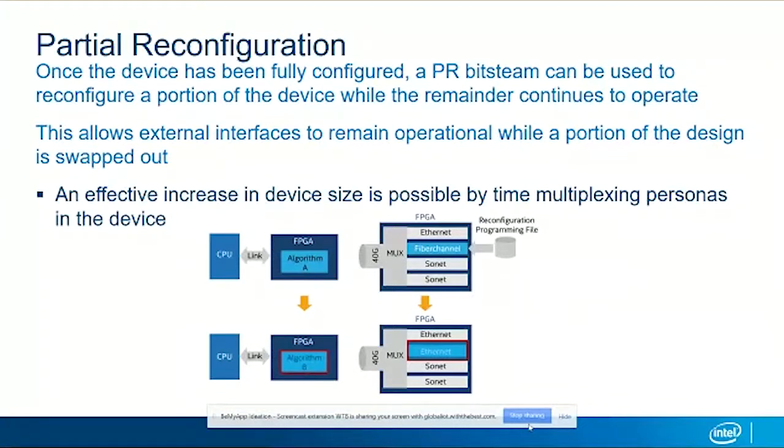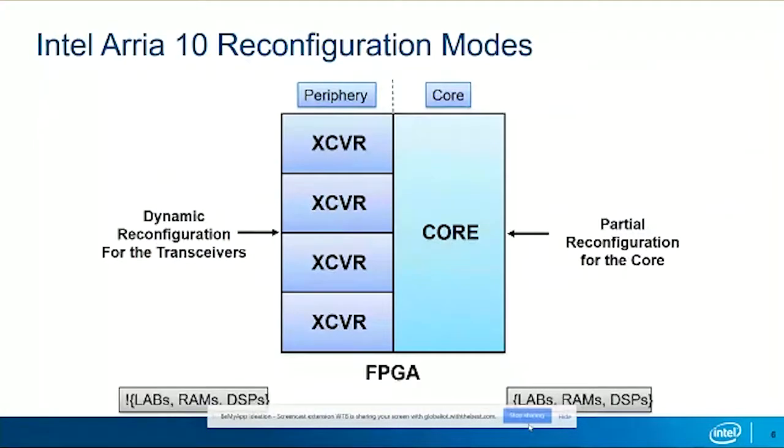So once the design is functional, a partial bit stream is used to reconfigure the PR region to different functionality, while the rest of the design continues to operate. So in effect, the external interfaces of the device continue to operate while the reconfigurable portion of the design of the core is changed. So this diagram really shows you at a high level what can be changed.